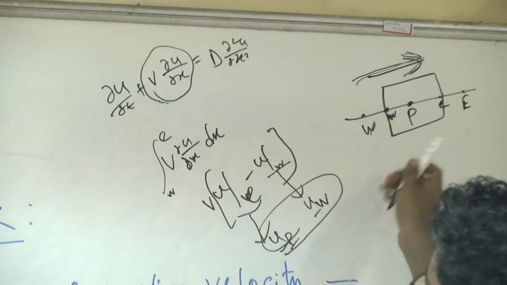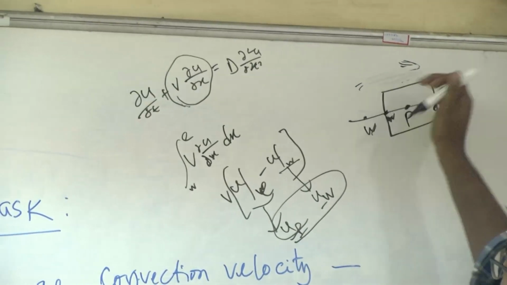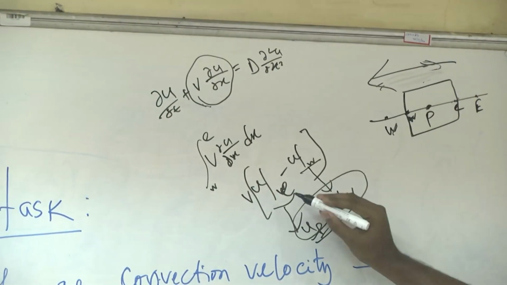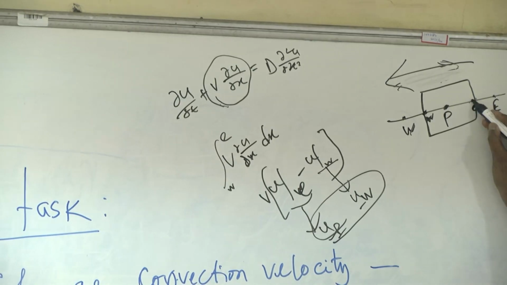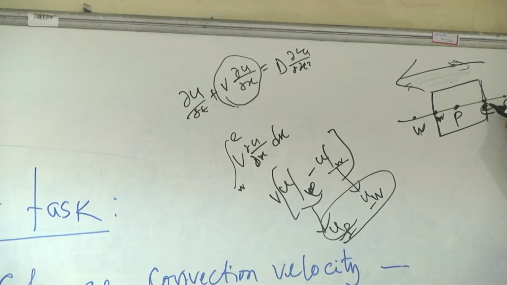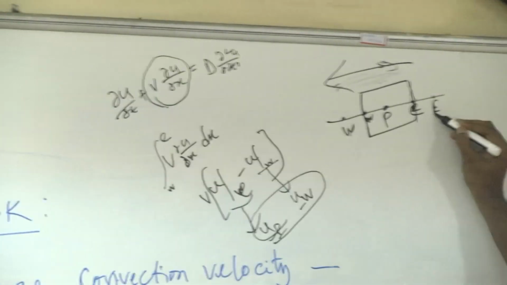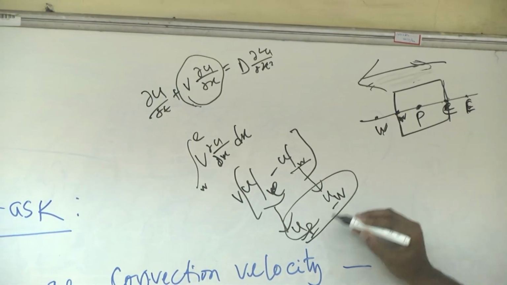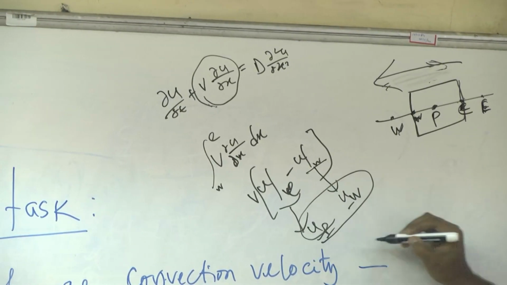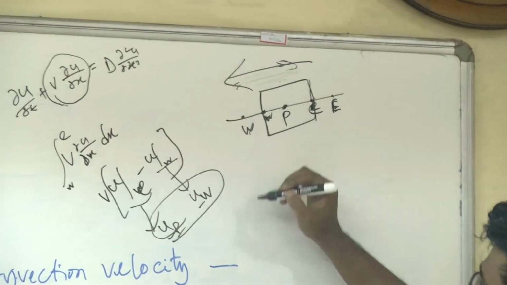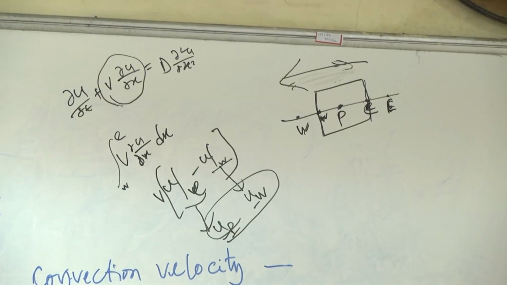If this convection velocity is negative, then in the scheme you have to update like this. The velocity at the face, U E, will be mostly affected by this point now. So this U E will change accordingly. Yeah, you have to check.